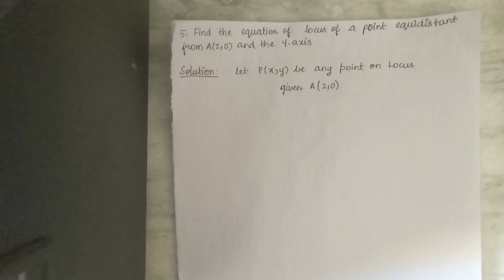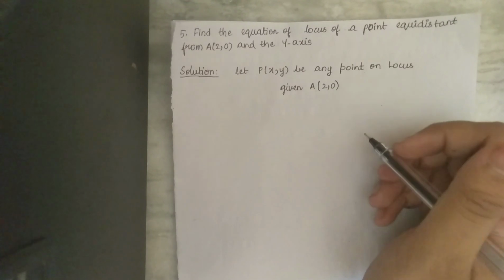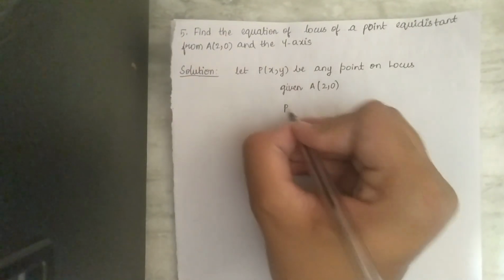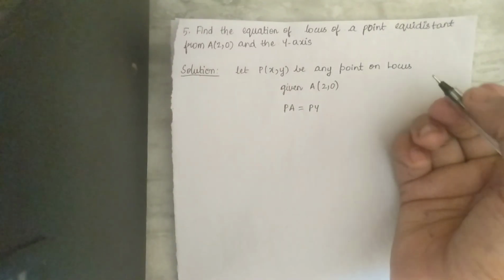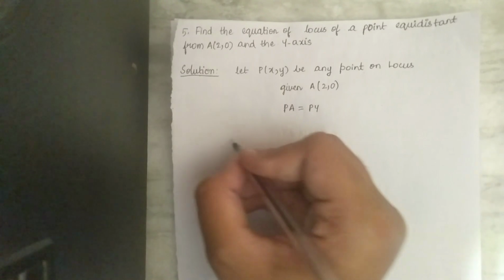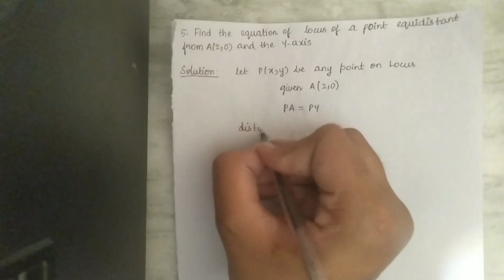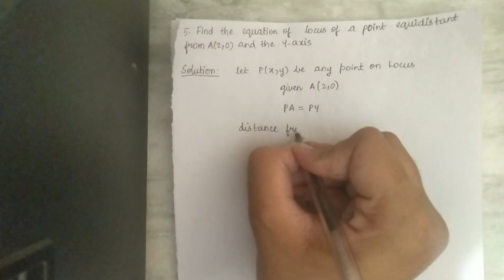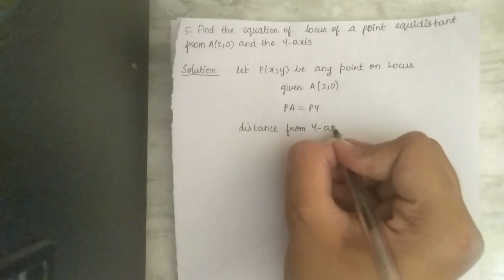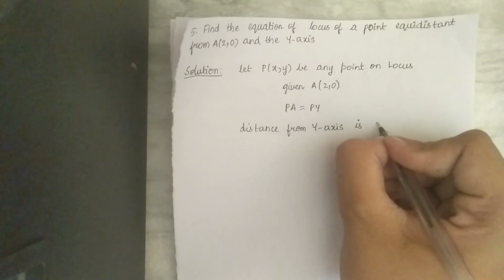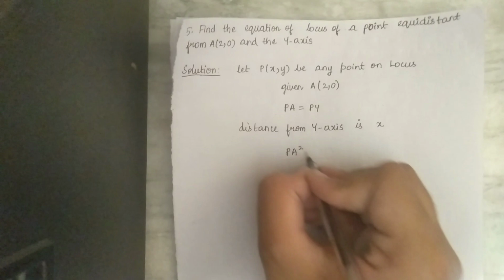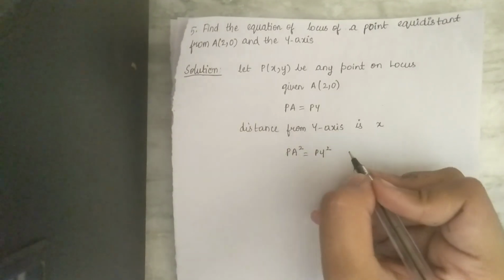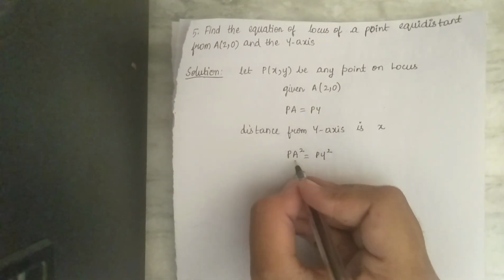Find the equation of locus of a point which is equidistant from point A (2, 0) and y-axis. So the distance from P to A is equal to distance from P to y-axis. So we know that distance from y-axis is always x. So for this, applying squaring on both sides, we get PA square is equal to PY square.